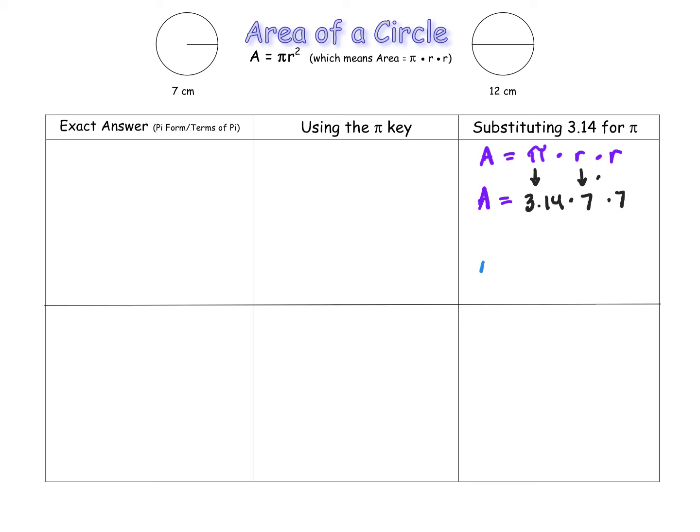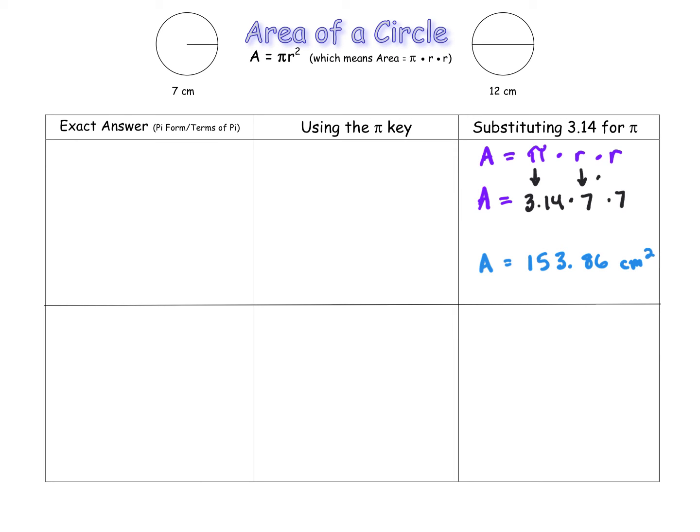All right, and that answer, and if you want to leave a little bit of space, I want to talk about something else. The answer is 153.86. And if we remember, we're supposed to put our unit of measure, which is centimeters. And because we're finding area, we want a little 2. Now I left a space on purpose.